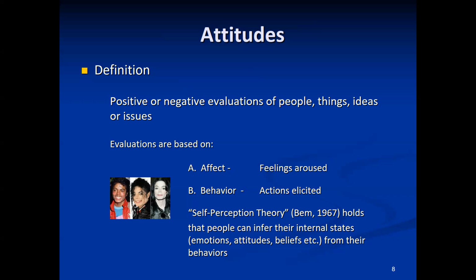It should be noted that the process of inferring one's internal states, your emotions, attitudes, or beliefs, from one's behaviors is known as self-perception. According to self-perception theory, when people are unsure of their attitudes, they deduce what their attitudes must be from their actions. For example, a person might conclude that they must like cotton because they wear it a lot, or that they must like salt because they eat it a lot.